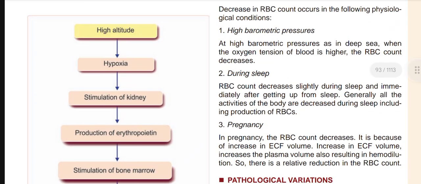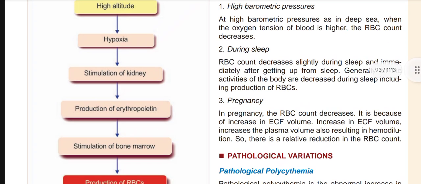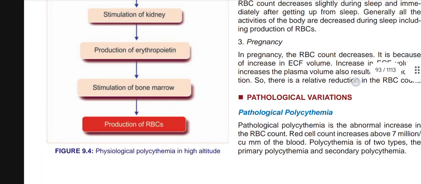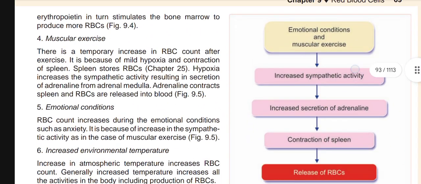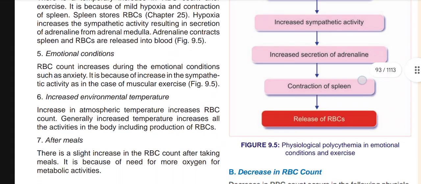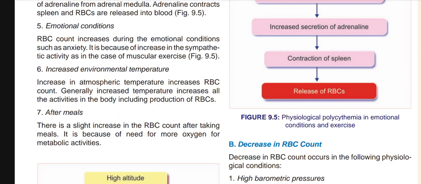Now, if we take a flow chart, high altitude creates a hypoxia condition, which stimulates the kidney, which helps in production of erythropoietin hormone, which stimulates the bone marrow, which helps in production of RBCs. So this is physiological polycythemia in high altitude. Now, emotional condition and muscular exercises increase sympathetic activity, which further increases secretion of adrenaline, which contracts the spleen and releases RBC. This is also a physiological polycythemia in emotional condition and exercises.